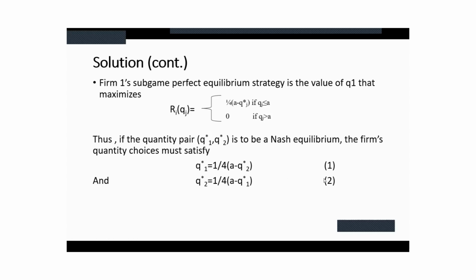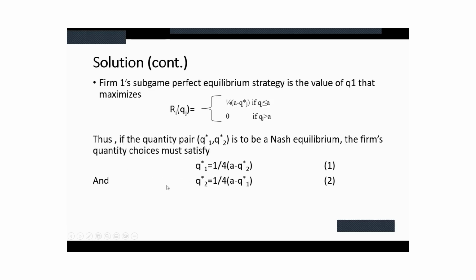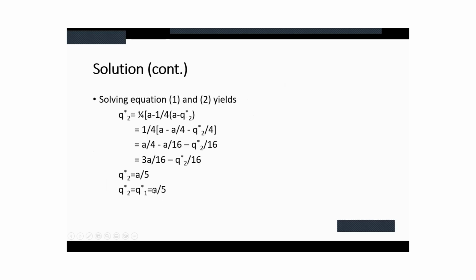So we have two simultaneous equations, and we can easily solve them by the elimination method or the substitution method. We use the substitution method and find that q star 2 equals a by 5, which is the equilibrium level of output for firm 2. And from these equations, we can easily say that this is also the equilibrium output for firm 1. So a by 5 is the Nash equilibrium, or the subgame perfect Nash equilibrium, output for firm 1 and firm 2. Thus, we can solve this problem.